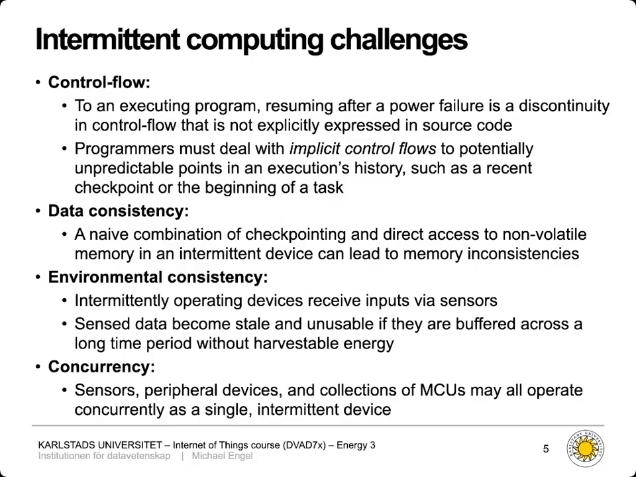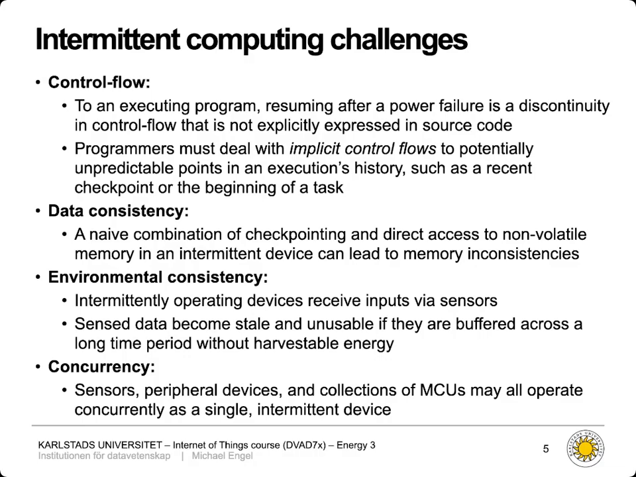You can use checkpointing to store the current state of a system, and then after taking a checkpoint, if the power goes off, you can restore this checkpoint, which consists, in the most naive case, of all the data in your system, and then you can continue running from there. So a naive combination of checkpointing and direct access to what we'll see in a minute, non-volatile memory, which is able to retain data across power failures. If you do this on an intermittent device, then you can actually have memory inconsistencies due to this repeated execution of code that comes after the checkpoint.